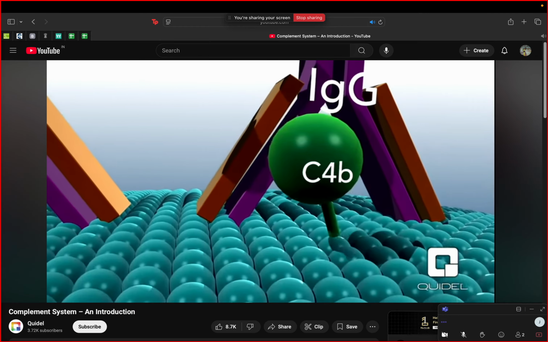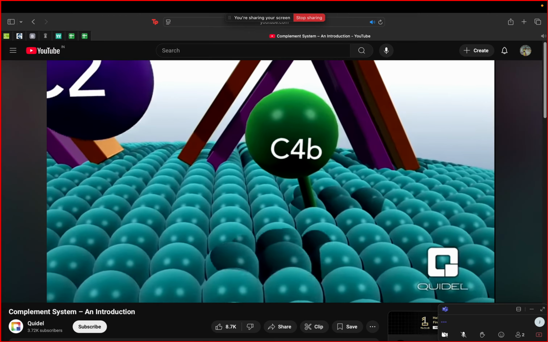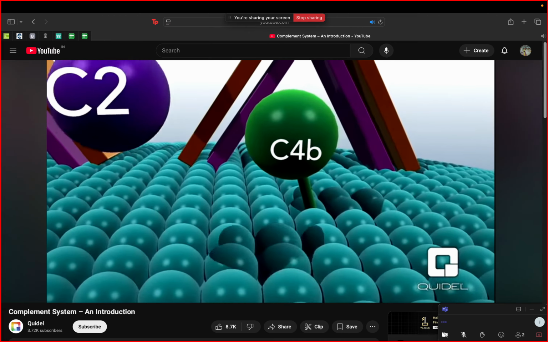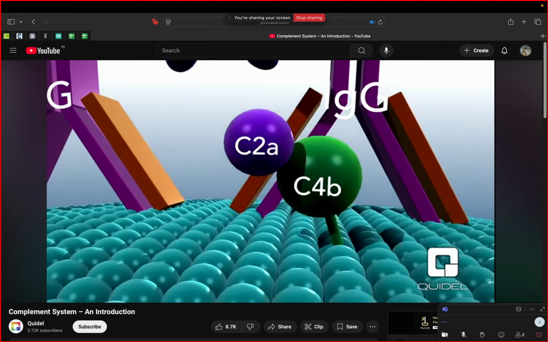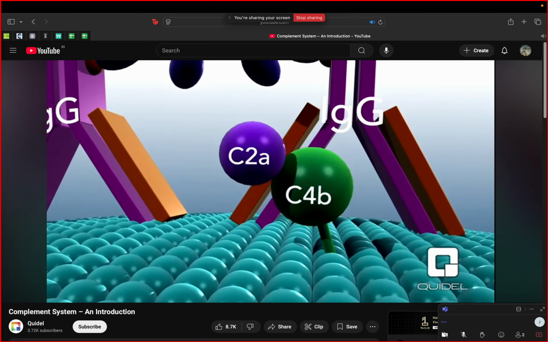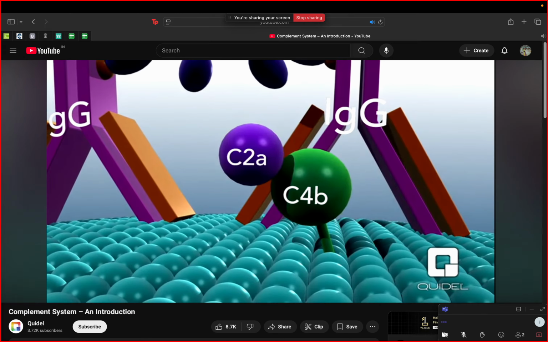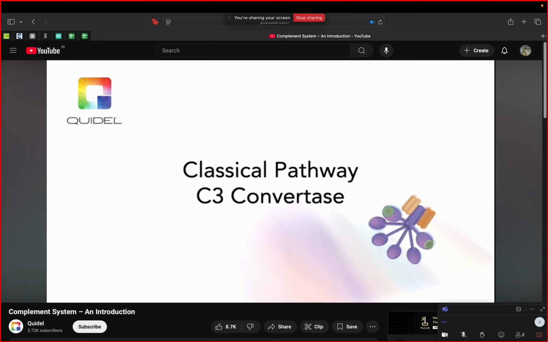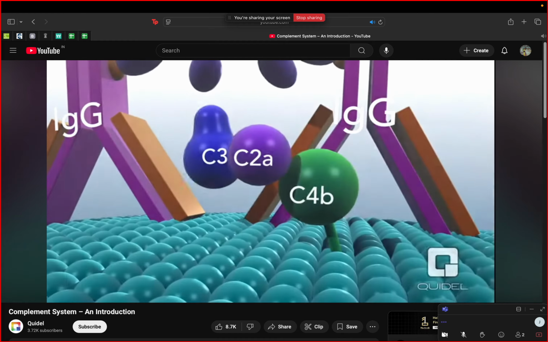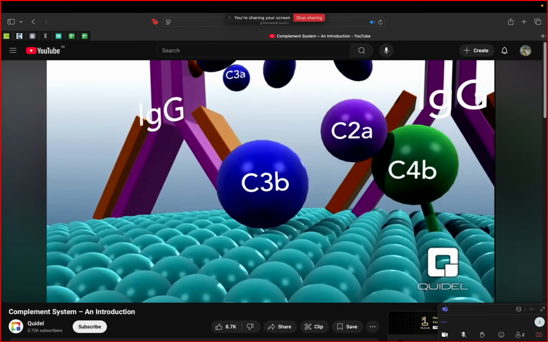C4b attaches covalently to the antigen-antibody complex and has a binding site for C2, the next protein cleaved in the classical pathway. C2 is also cleaved into two fragments, and the resulting C2a fragment binds to C4b. This bimolecular complex of C4b2a is a C3 convertase of the classical pathway and serves to cleave C3 through the enzymatic activity in the C2a portion of the complex. Classical pathway C3 convertase. The C3 molecule is cleaved by the C3 convertase into C3a and C3b.